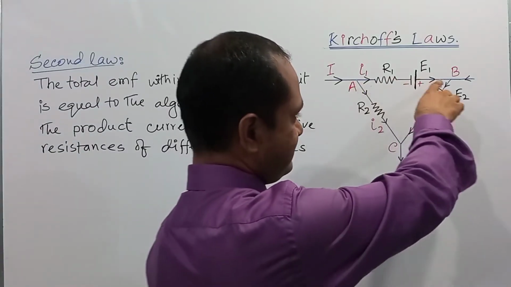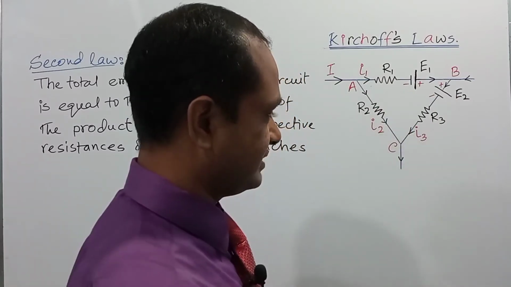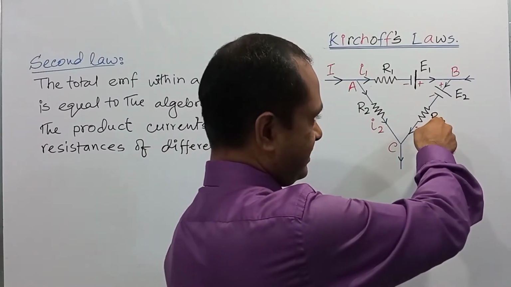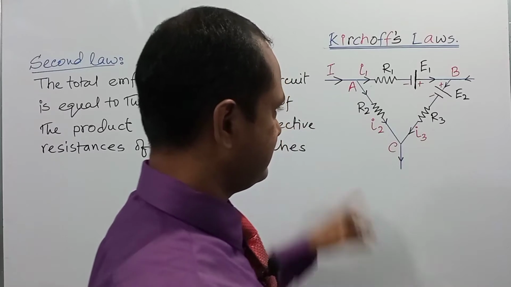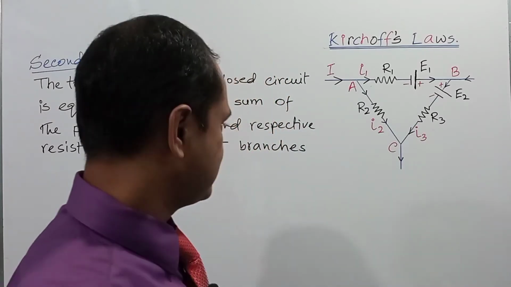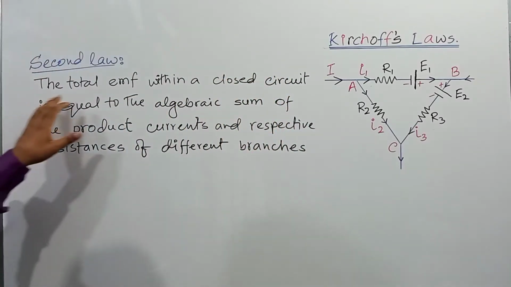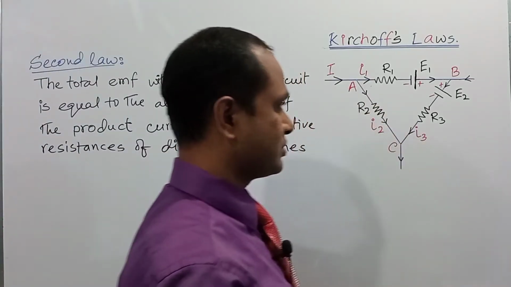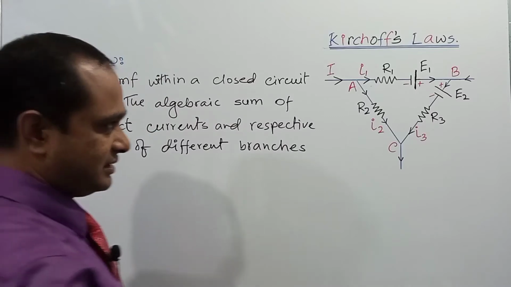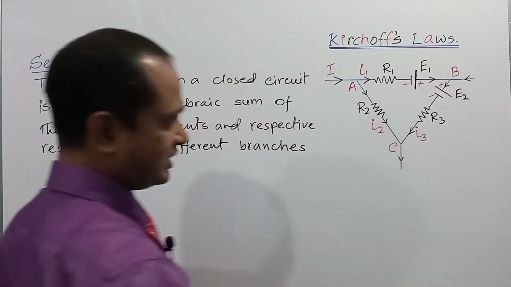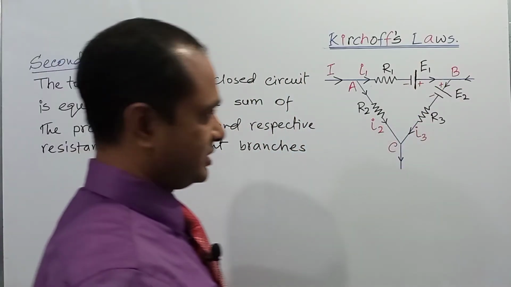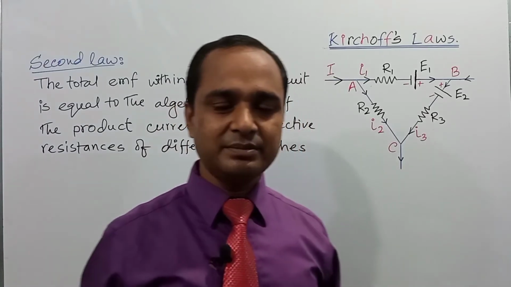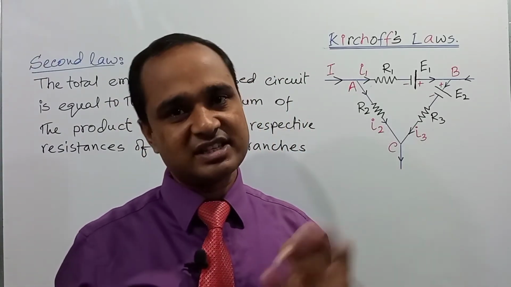And the respective resistances: in the first branch, the resistance is R1. In the second branch, the resistance is R3, and in the third branch, the resistance is R2. So dear student, according to the statement, the total EMF within a closed circuit will be the algebraic sum of E1 and E2. Here, algebraic sum means some will be positive and some will be negative.